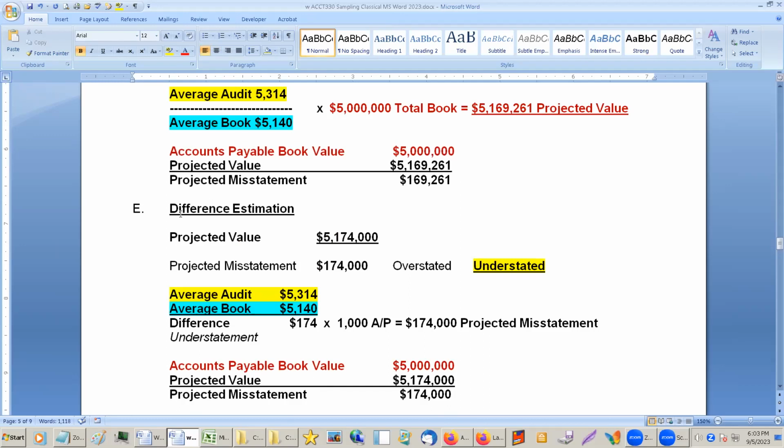And then the hard one is the difference estimation, and that is that everything on their books is understated by 174, so we're going to multiply that times 1,000 accounts payable, saying everything's off by the same amount, and projecting this.